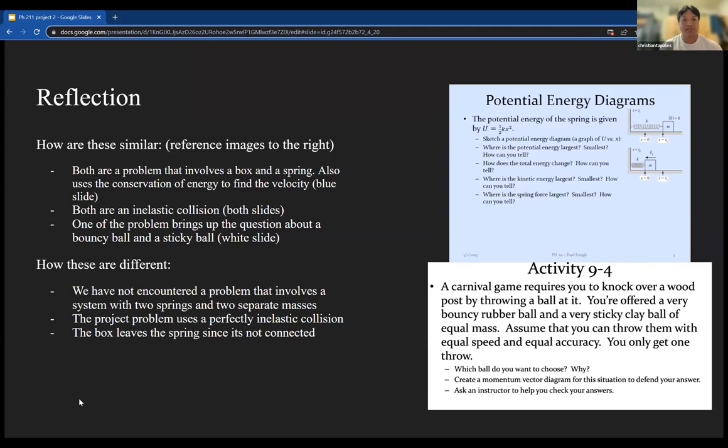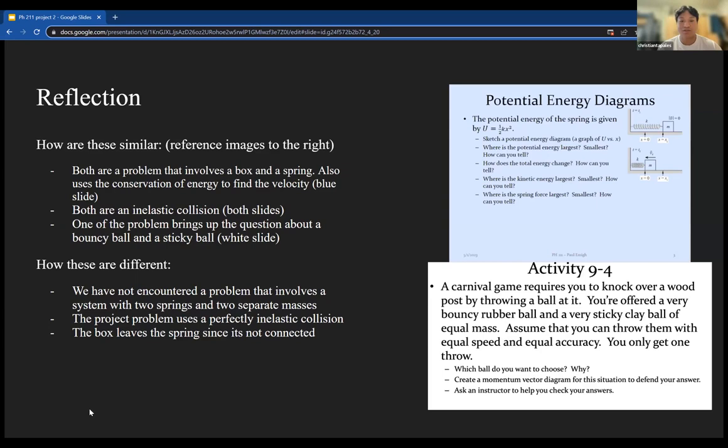All right, and this is a reflection. The slide just shows the similarities and differences between problems that we've done in studio as well as lecture. For the similarities, the blue slide and the project problem share similarity because both problems involve a box and a spring, and we are using the conservation of energy to find the velocity. For both the white and the blue slide, they both involve an inelastic collision.